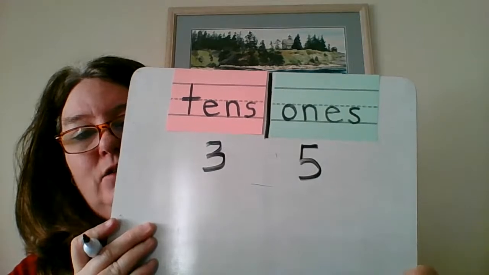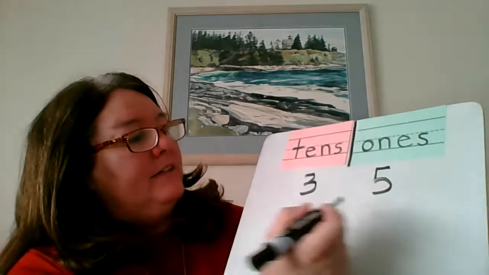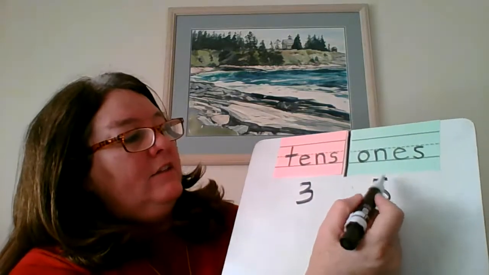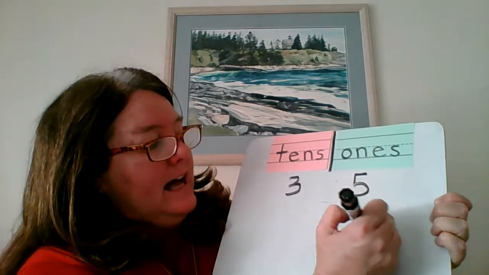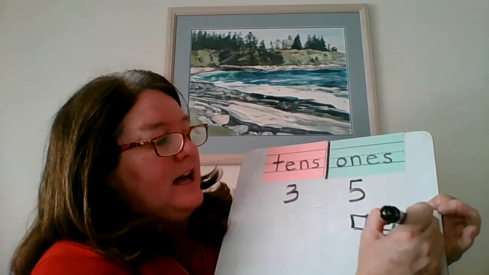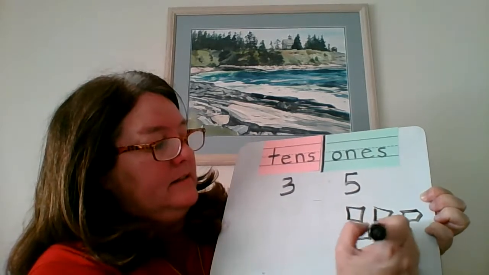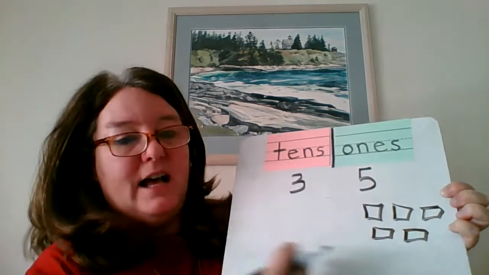Everybody writing it in their notebook? All right, with 35, let's look at the 5. The 5 is in the ones place. So go ahead and draw 5 squares. The value of 5 is just 5 because it's in the ones place. So 1, 2, 3, 4, 5.